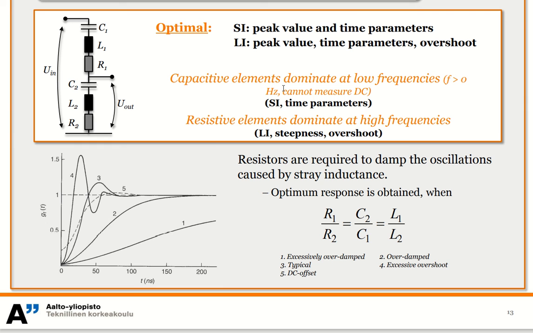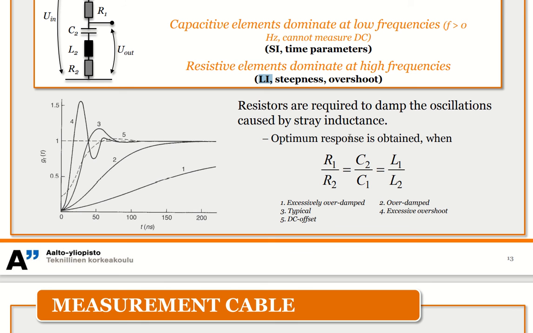Okay, the capacitive elements dominate at low frequency. Cannot measure DC because DC doesn't have a frequency. Okay, so the resistive element dominates at the high frequency, meaning the lightning impulse, steepness, and the overshoot. Okay, so this is the type of the dampened divider.